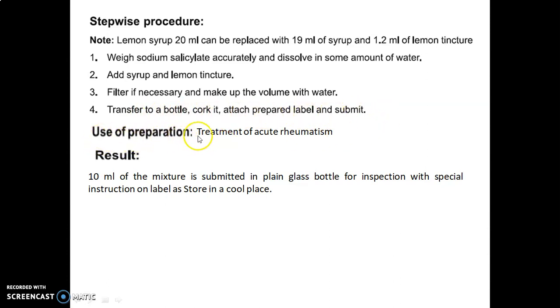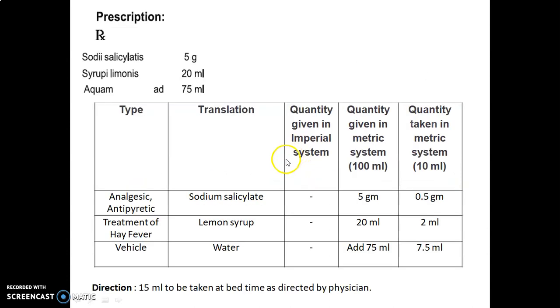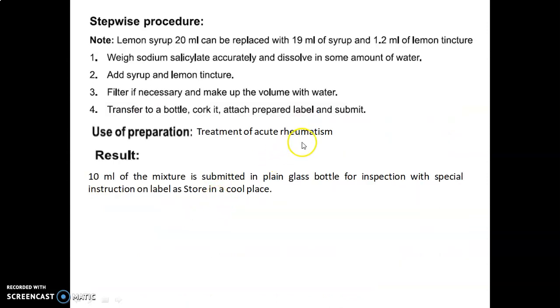Use of preparation: this mixture is used in the treatment of acute rheumatism. As we have seen, it contains sodium salicylate, which is used as an analgesic and antipyretic. So it is also used to get relief from hay fever or to reduce body temperature. Result: 10 ml of the mixture is submitted in a plain glass bottle for inspection, with a special instruction on the label: store in a cool place.